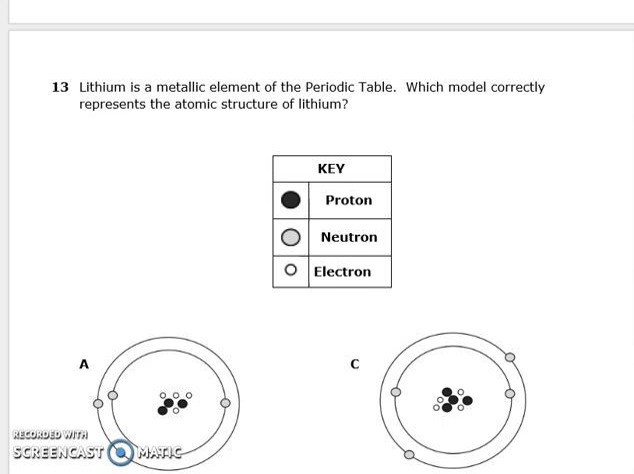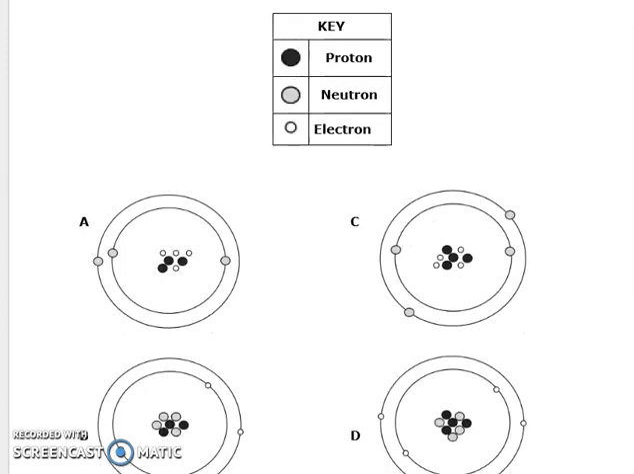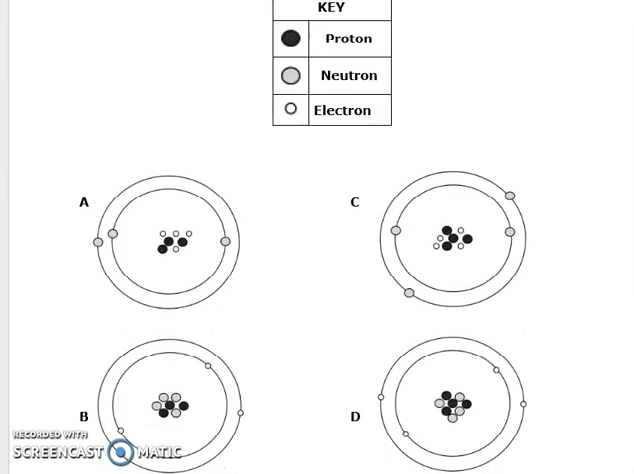Number 13. Lithium is a metallic element of the periodic table. Which model correctly represents the atomic structure of lithium? A, B, C, or D?